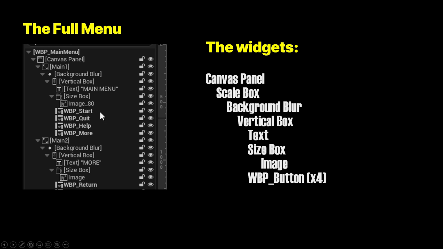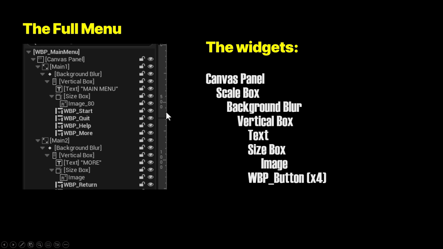What I'd like to do now is walk through the structure of this menu system, and it might make a little bit more sense why we're dividing this up as we are. So you'll see up here, this is our widget blueprint, our main menu, and inside of it we have a canvas panel. And then our canvas panel is actually going to have two scale boxes that have been renamed main 1 and main 2.